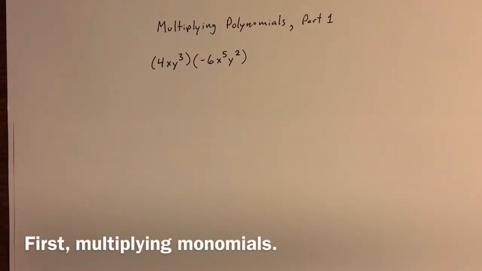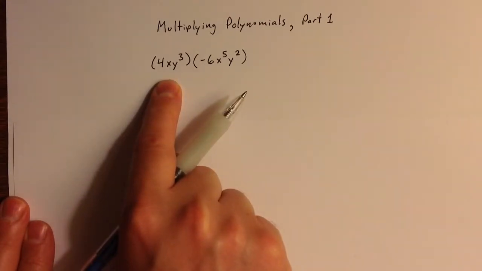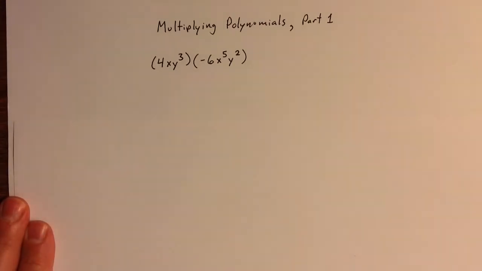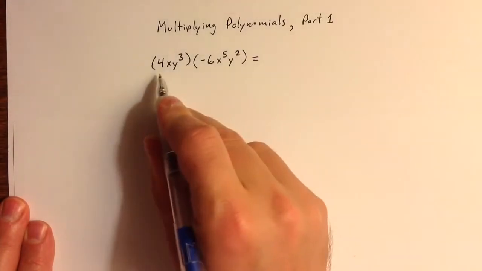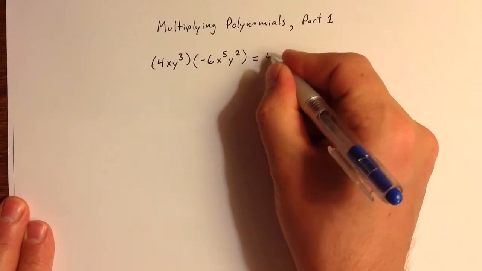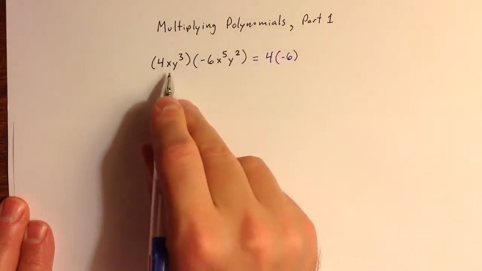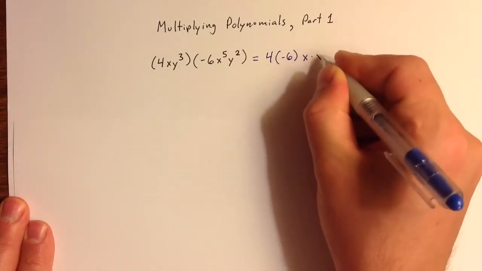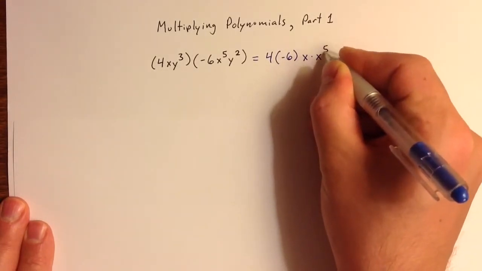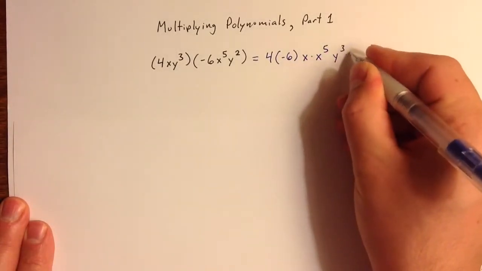Let's take a look at the process of multiplying polynomials. If we're given a pair of monomials, where each polynomial just has a single term, we can gather together the similar factors. 4 and -6 are constant factors. There's an x factor in both monomials, so I could write that as x times x to the fifth, and y to the third times y squared.